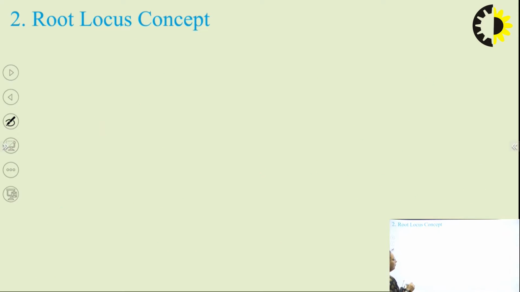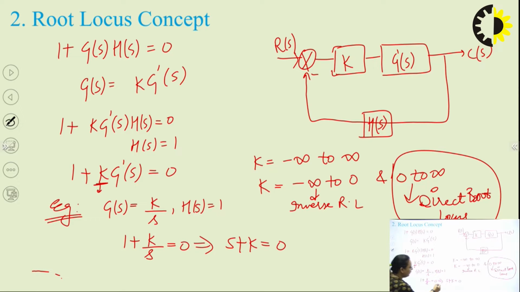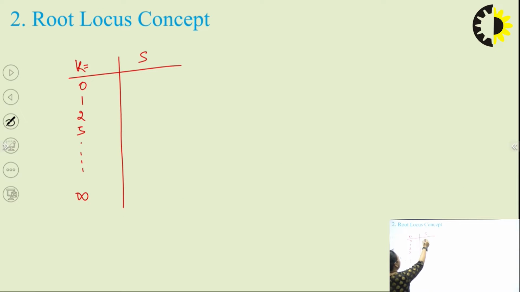Okay, now solving here. So if I am varying K from 0 to infinity, what will be from here? s equals minus K. So I will get separate values of s. When K is 0, then s is also 0. When K is 1, s is minus 1. K is 2, s is minus 2. K is 5, s is minus 5. And when K is infinity, s is minus infinity.